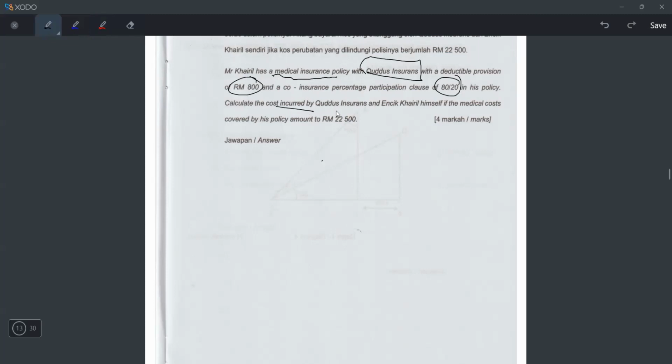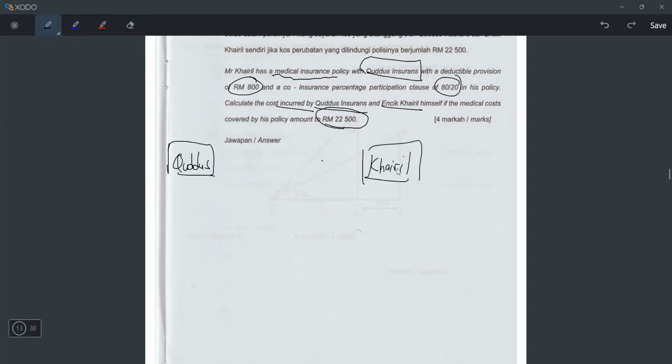So calculate the cost incurred by Kudos Insurance and Encik Khairil himself if the medical cost is 22500. So the soalan asks for two things: the cost incurred by Kudos and the cost that Encik Khairil has to pay. So what does the insurance company, just call it Kudos lah, have to pay, and how much does Encik Khairil have to pay?